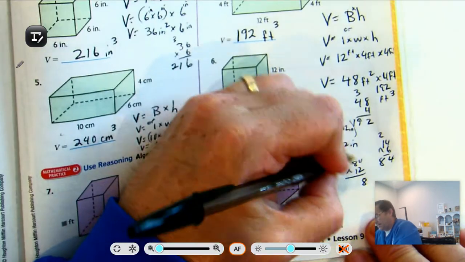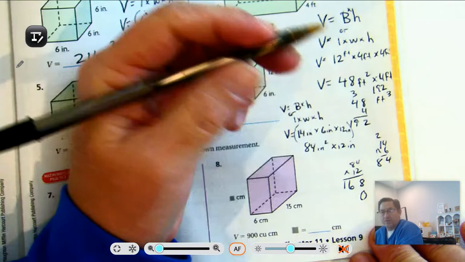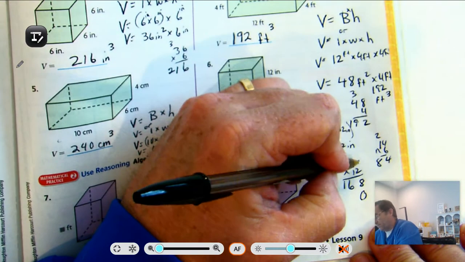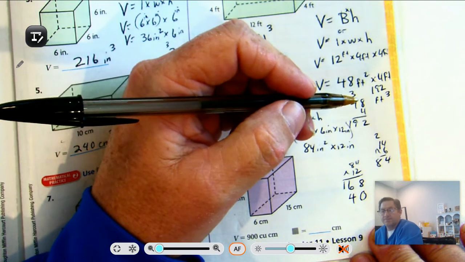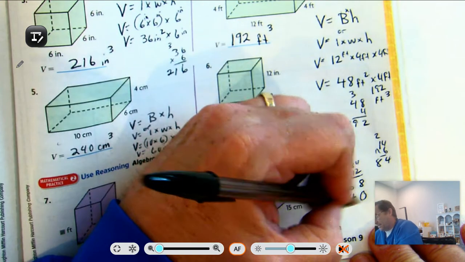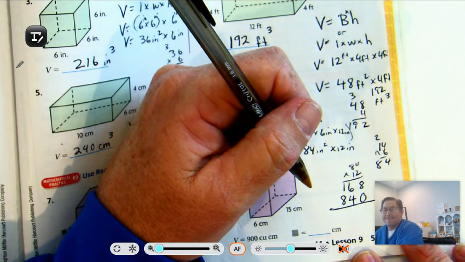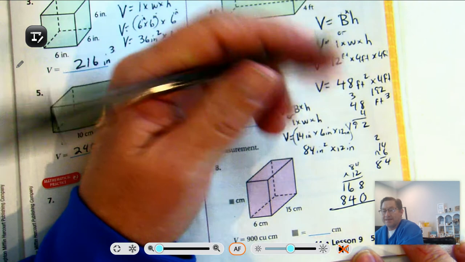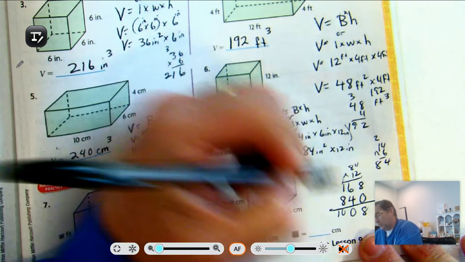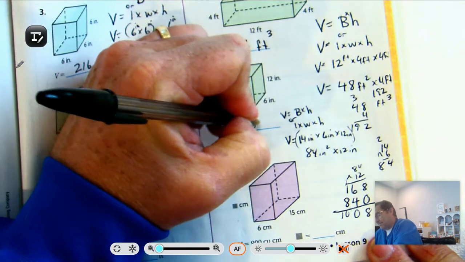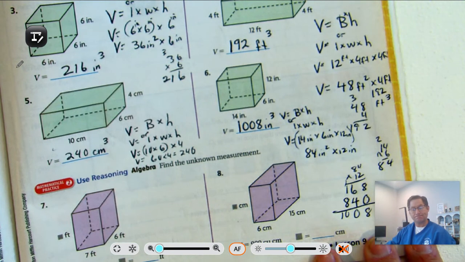2 times 4 is 8. 8 times 2. 2 times 8 tens is 16 tens. We're moving over to multiplying by the tens. 10 times 4 ones is 40. And 10 times 8 tens, or 10 times 10 is 800. So 800 plus 200 is 1,008 inches cubed for number 6.